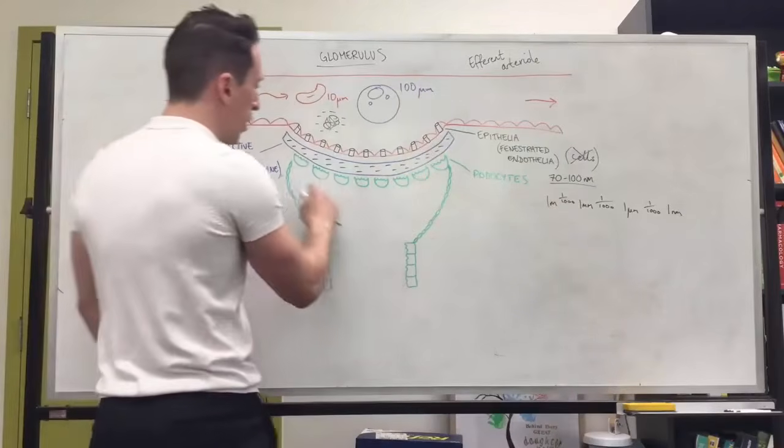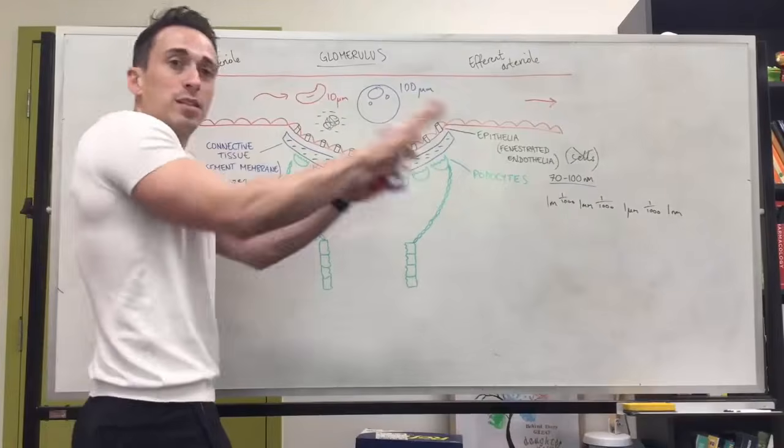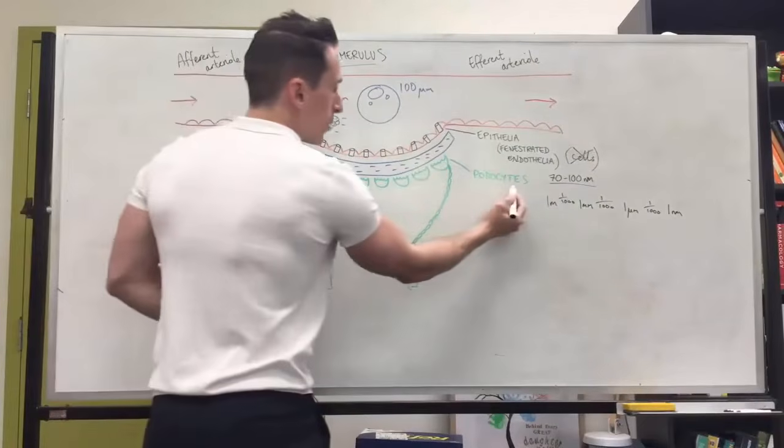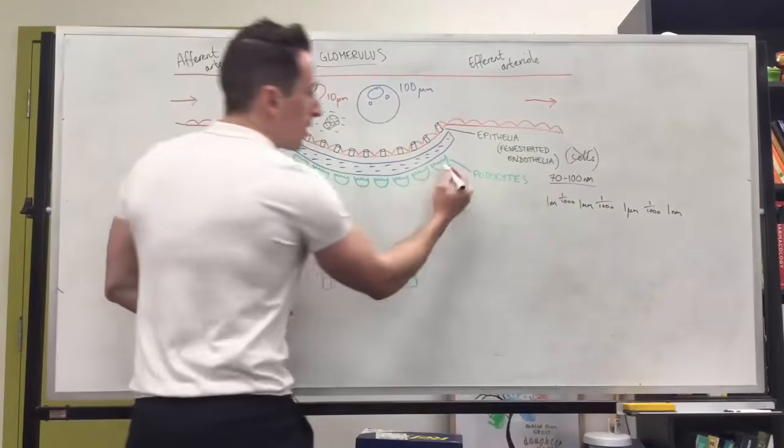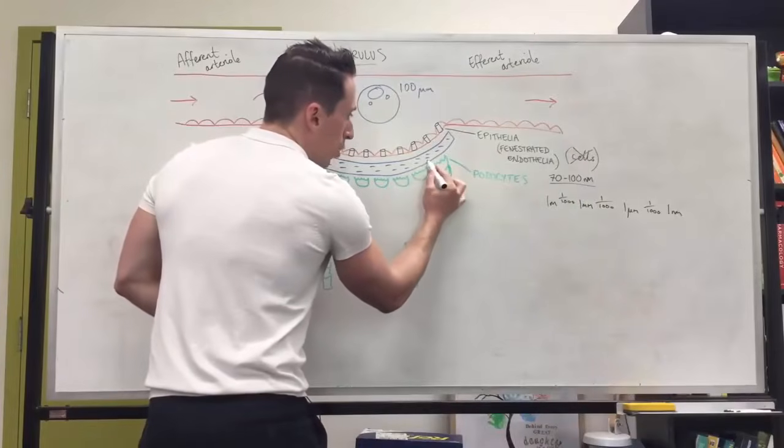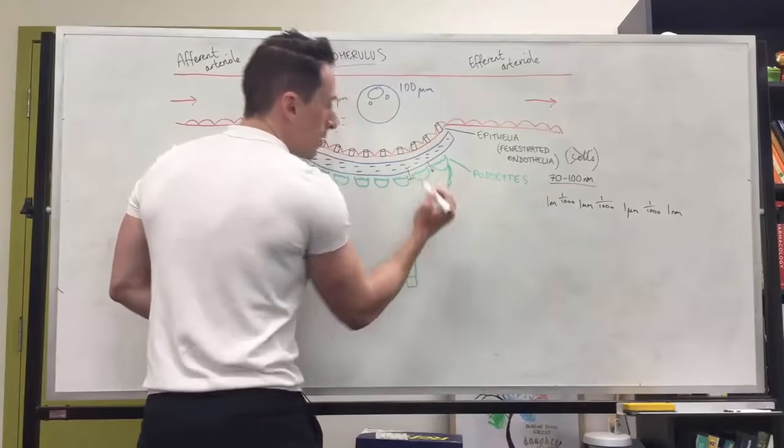Now, the third membrane, these little things that look like they've got extensions, they're called podocytes. I've written that up here. And their diameter, they can let some things through. What's their diameter that they're letting through?